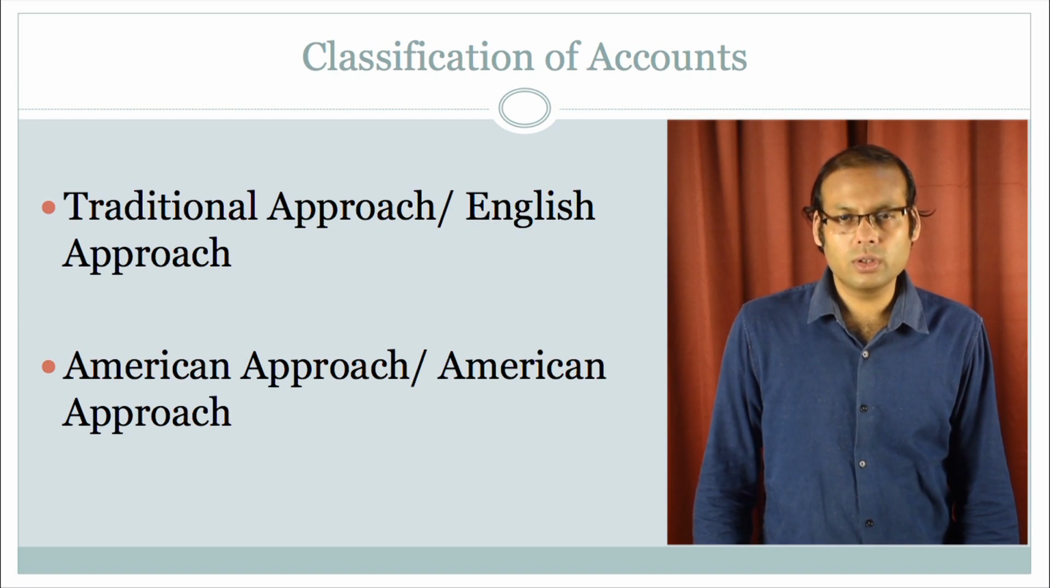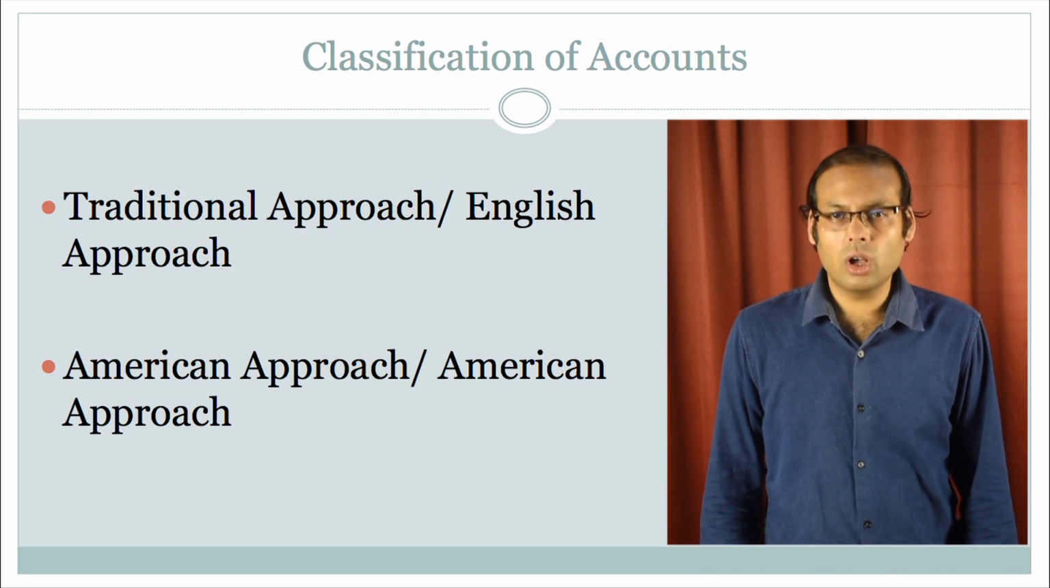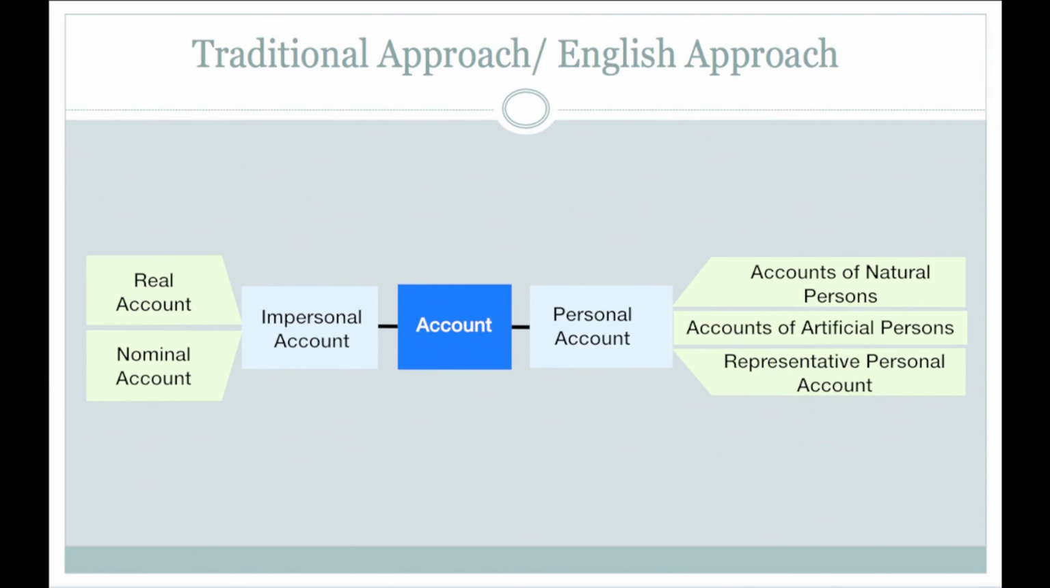Now let us discuss the classification of accounts. When we discuss this particular aspect, we can follow two approaches. Number one, the traditional approach, also known as the English approach. Number two, the American approach, also known as the modern approach. Under the traditional approach, we generally classify the accounts as personal account and impersonal account. Again, under personal account, we have different types of accounts.